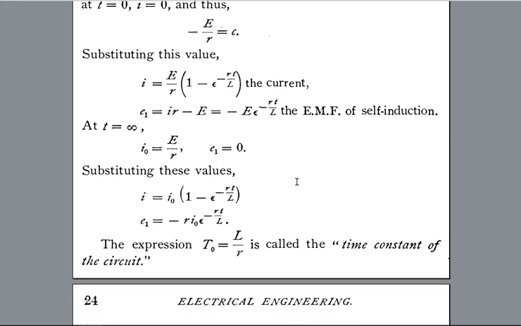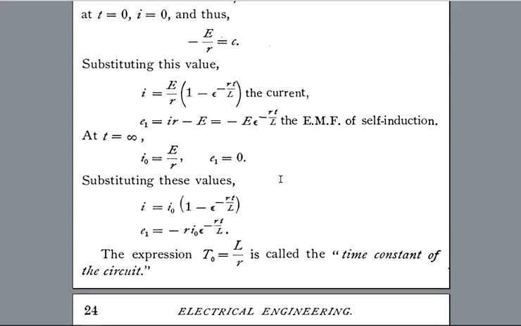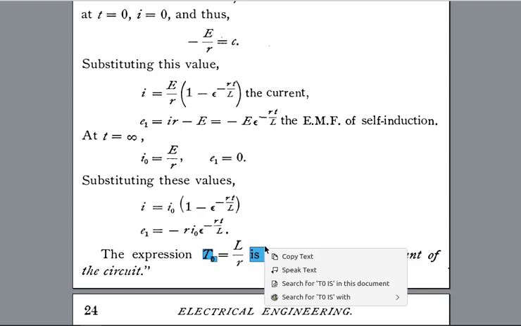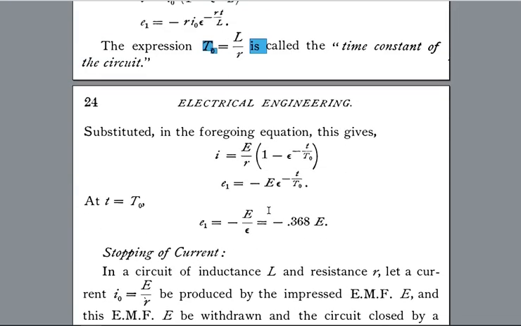Substituting these values, i equals i0 times the quantity (1 minus e to the power negative Rt over L), E1 equals negative R i0 e to the power negative Rt over L. The expression t0 equals L over R is called the time constant of the circuit. Substituted in the foregoing equation, this gives i equals E over R times the quantity (1 minus e to the power negative t over t0), and E1 equals negative E e to the power negative t over t0. At t equals t0, E1 equals negative E over e, which is negative 0.368 E.